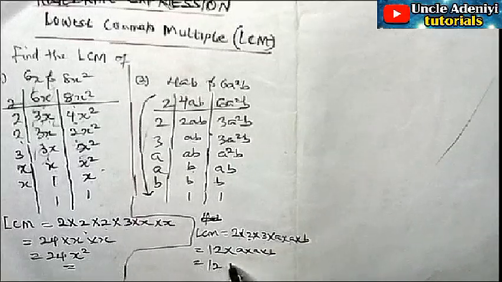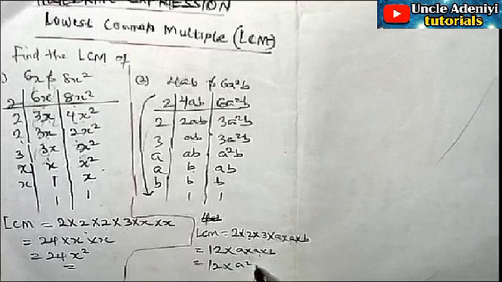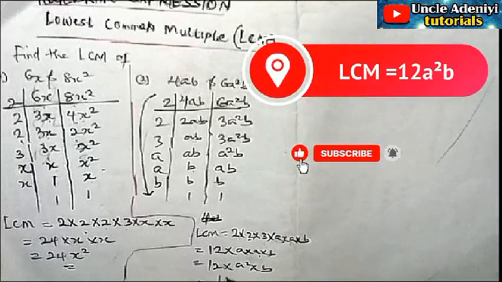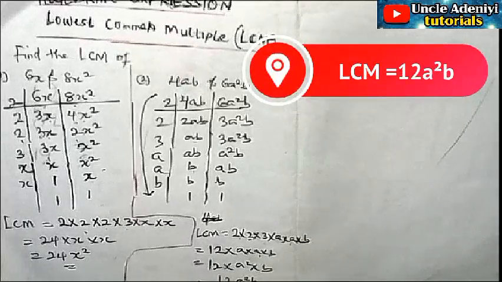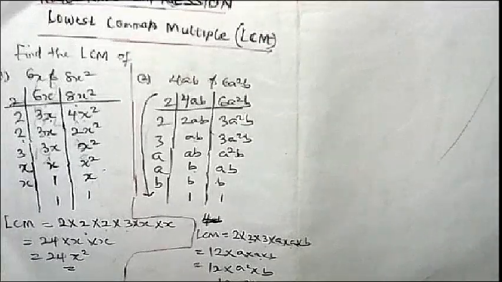So 12 times a times a times b. You understand? So a times a is a squared, right? Times b, which is 12a squared b. So that is your LCM. Do you understand? It is very, very simple.